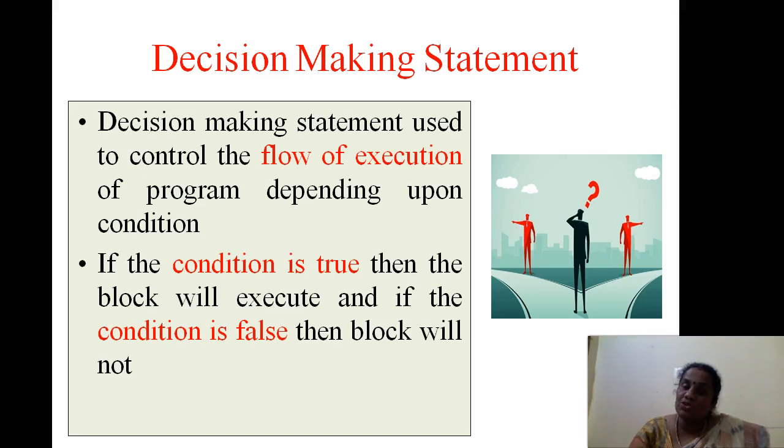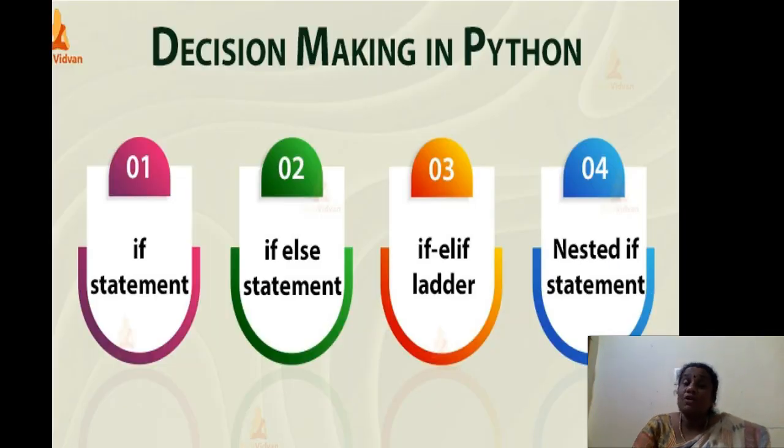If the condition is true, it will execute one block of statements. If the condition is false, it will execute another block of the program. So the main concept of decision making is that based on the condition, the outcome will be there. The flow of execution is being controlled by the condition. In Python, we have four types of decision making: the if statement, if else statement, if elif ladder, and nested if.